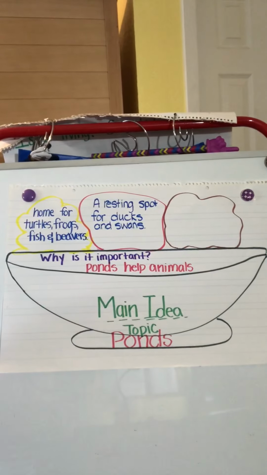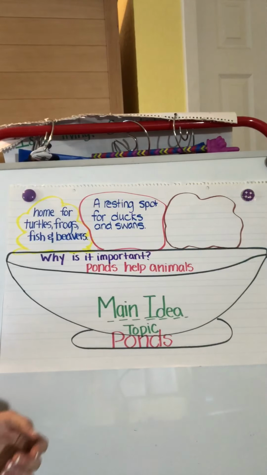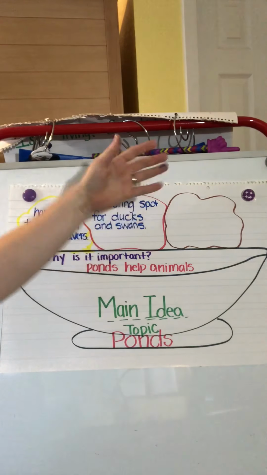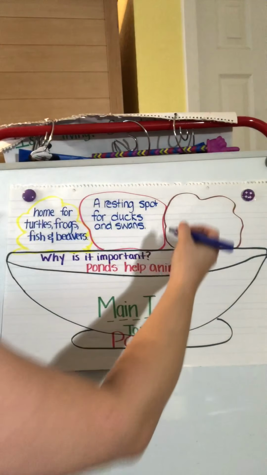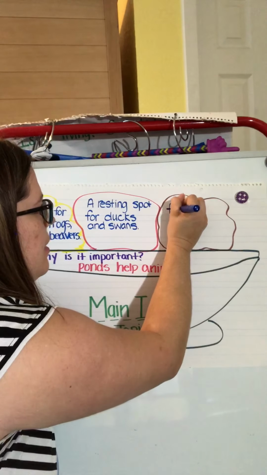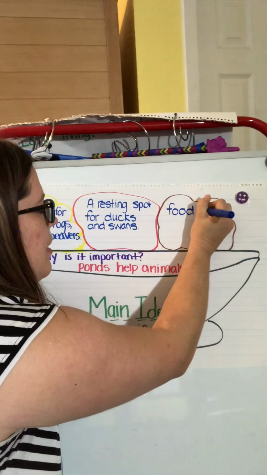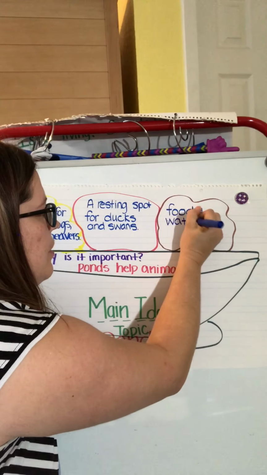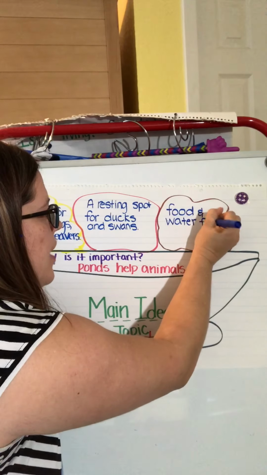Okay, so my third scoop, I'm going to write the pond. I remember that a lot of animals eat and drink from the pond. So not only does it provide a home for them to live in, it provides a resting spot, but it also provides food and water. So I'm going to put food and water for the animals.